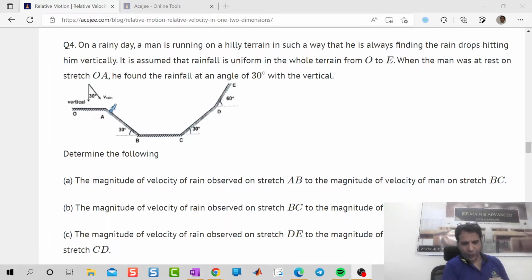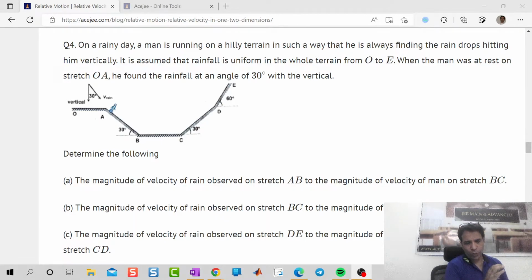So determine the following. Let's start with number one. The magnitude of the velocity of rain observed on the stretch AB, to the magnitude of the velocity of man on the stretch BC.